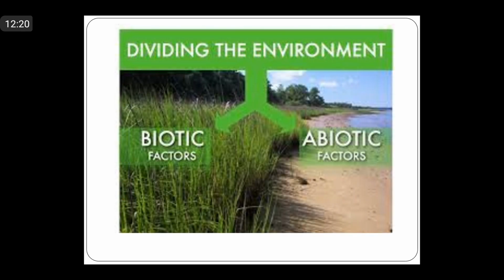Then, with the help of this figure, you can see the environment divided into two: biotic factors and abiotic factors. Under biotic, vegetation is shown, and under abiotic factors, land and water are shown. These do not have life, while biotic ones are obtained from the biosphere.